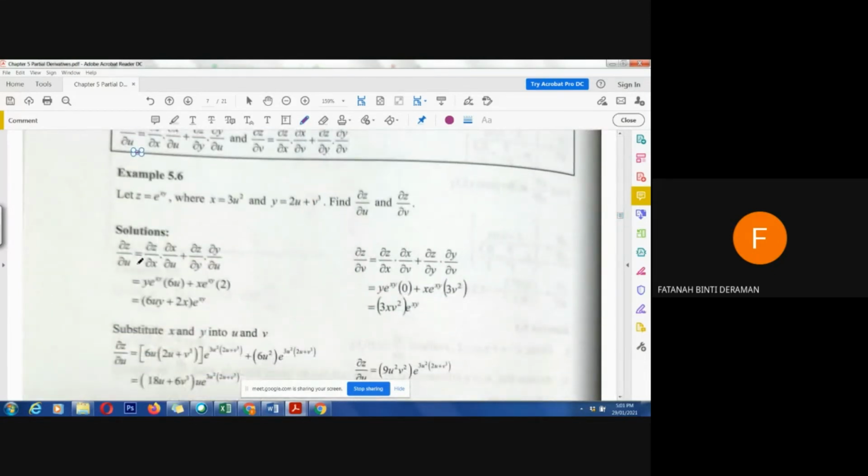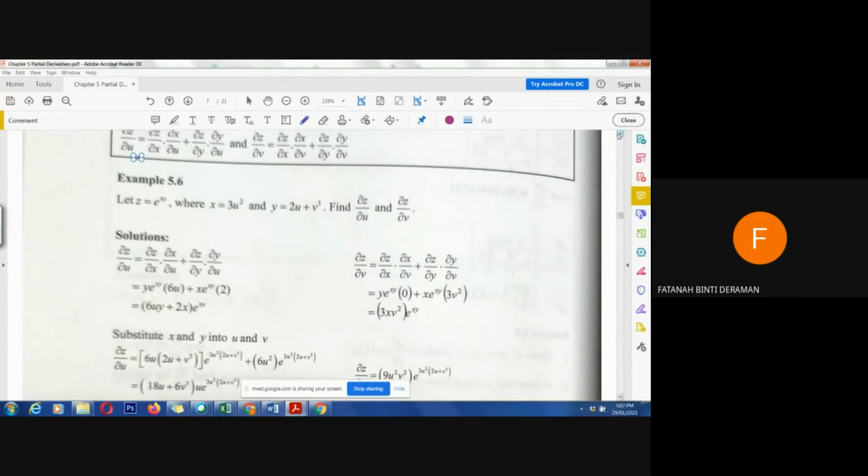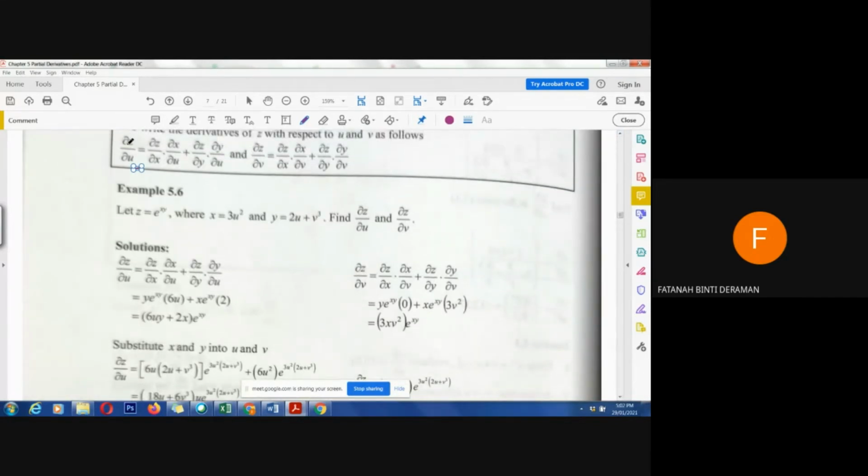For example, if we have z equals e to the power of xy, where x equals 3u squared and y equals 2u plus v cubed. First find dz/du. dz/du is here and here. So what should we have? We know that in x we have u, and in y we also have u. So we should apply this formula. dz/du equals this.